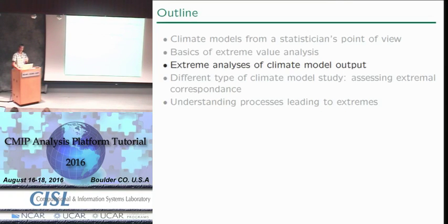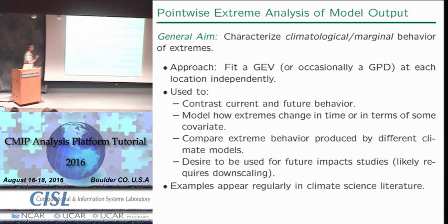Okay. So I've got to pick up the pace now. Extreme analysis of climate model output. Well, we just did that. So what is often done is that people want to characterize the climatological or the marginal behavior of extremes. So you've got this model output, and you say, okay, what does this model say for extreme precipitation at this location, and what does it say for extreme precipitation at this location? And maybe I run that model with some future projection, and I say, okay, under this future projection, what do we estimate for the extreme precipitation in 100 years.